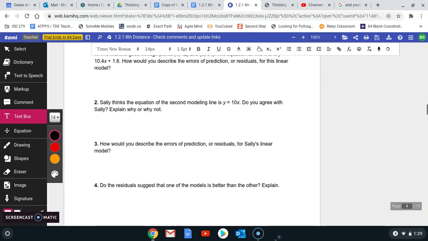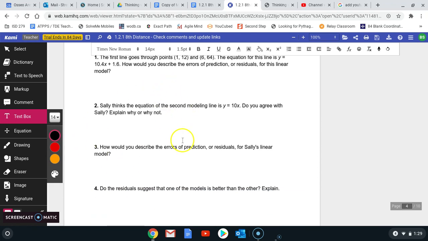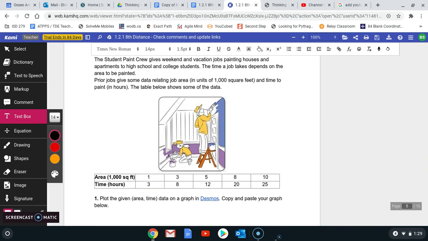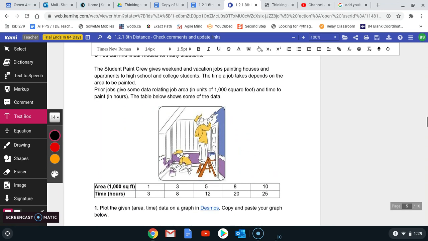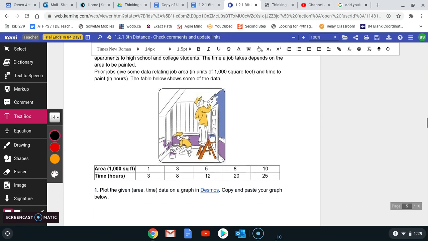Now, I would probably pause the video at this point and make sure we have all of these questions answered before you go on to section C. Once you have all those questions answered, feel free to go on to section C with the student paint crew data.